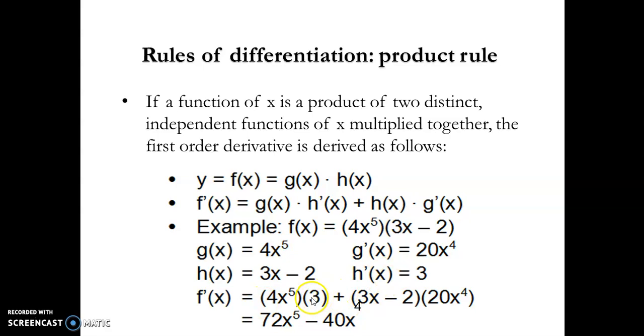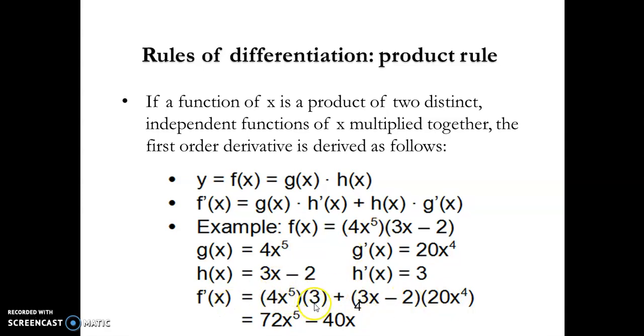h of x was 3 plus h of x, that is the other distinct function, multiplied by g dash of x. So we've taken each function and multiplied it by the derivative of the other, and we're going to add them together. So now you can multiply out.